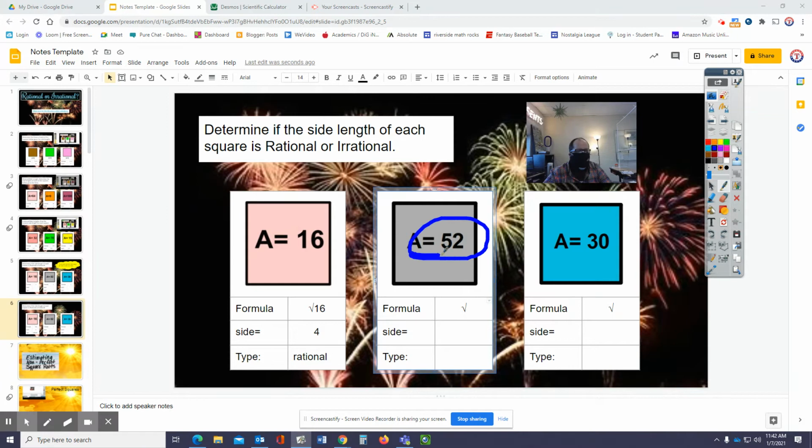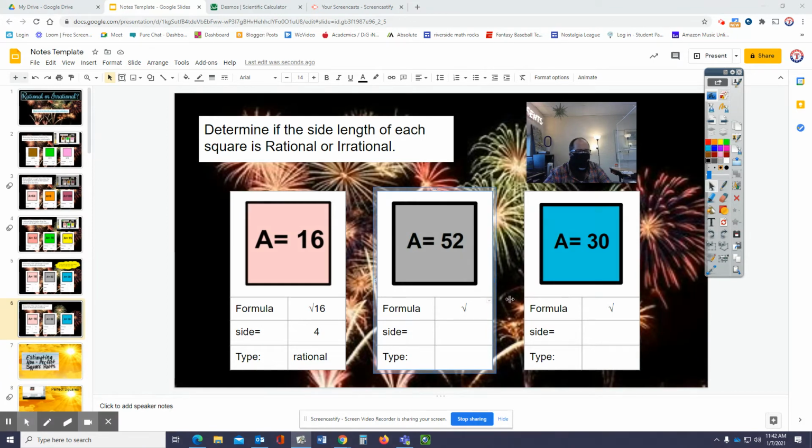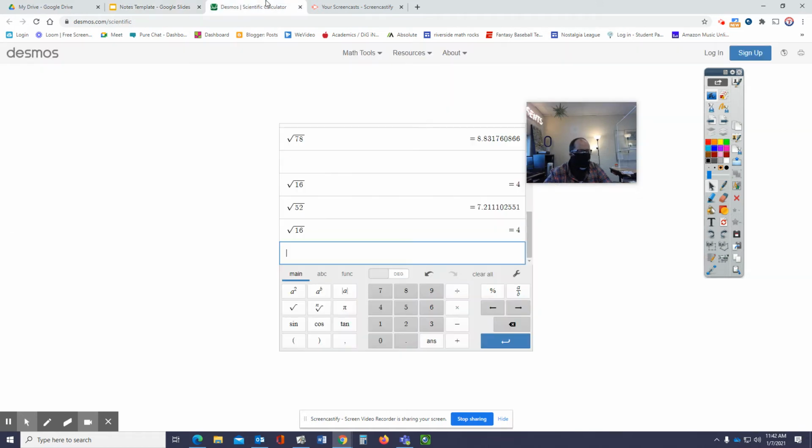Now let's look at an area of 52. So the formula, I'm going to put the square root of 52. I'm going to go to the calculator over here and put square root 52 and uh-oh. This one is going to give me a giant decimal. It's going to go on forever and ever. It's non-repeating, non-terminating. And it's going to be an approximation. It's not going to be exact.